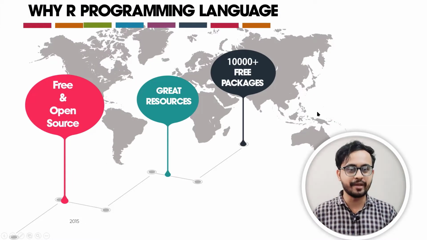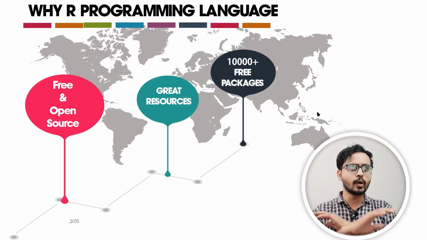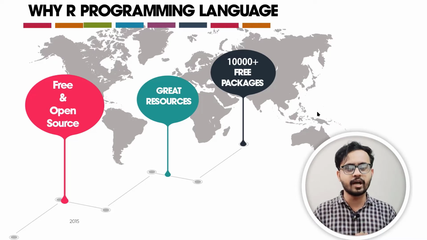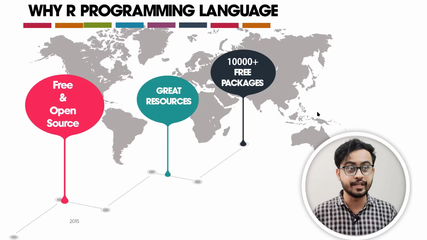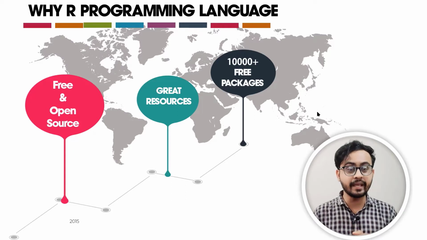Why R programming language? It's because, first of all, R is a completely free and open source programming language. And then there are a lot of resources available where you can check out courses with a lot of examples. A lot of PDFs are available for free. And the most important one, there are 10,000 plus free packages available. For example, if you want to fit a model, there is a package. If you want to clean a data set, there is a package.